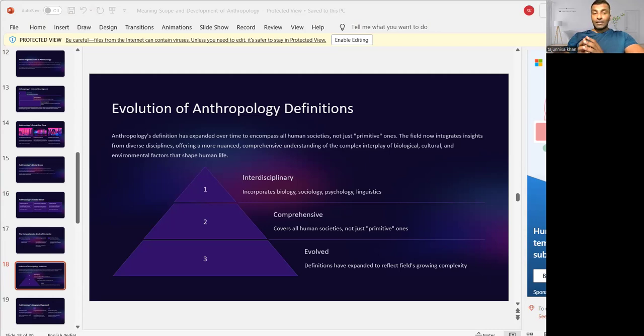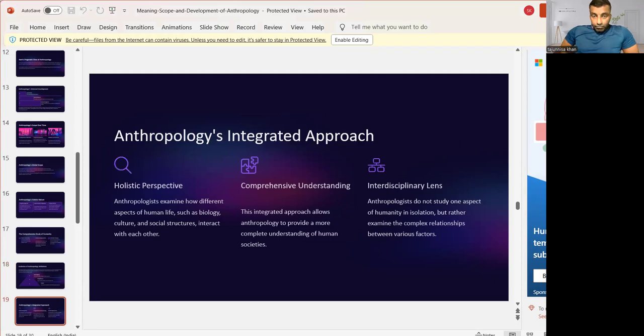As anthropology has developed, it has incorporated insights from other disciplines also, including biology, as we discussed, sociology, psychology, and linguistics. This interdisciplinary nature allows anthropology to offer a more nuanced and comprehensive understanding of human life, which shows that human societies are shaped by a complex interplay of biological, cultural, and environmental factors. All these are connected, and that's why we follow this approach in anthropology. So what is the approach? A multidimensional or integrated approach, the holistic approach.